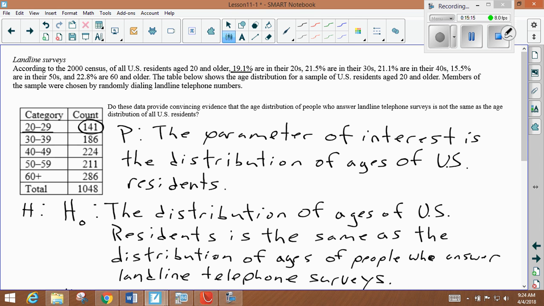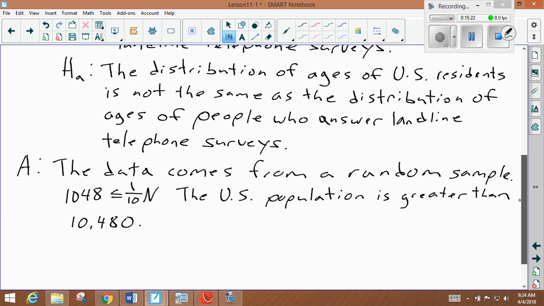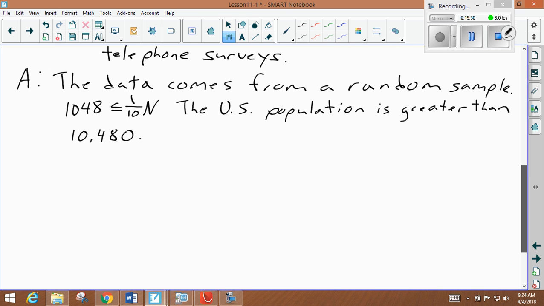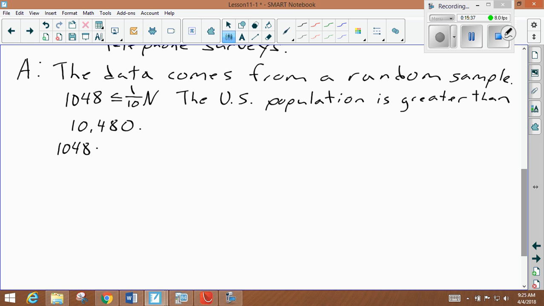So in order to find our expected count, we multiply 1,048 by 0.191, which turns out to be 200.2. That's going to check. It's definitely greater than 5.